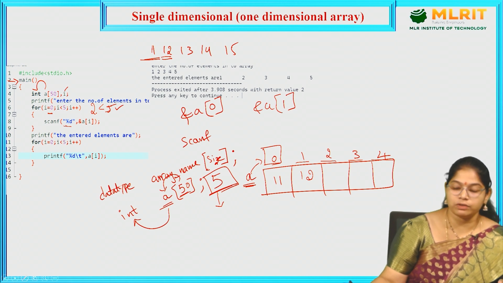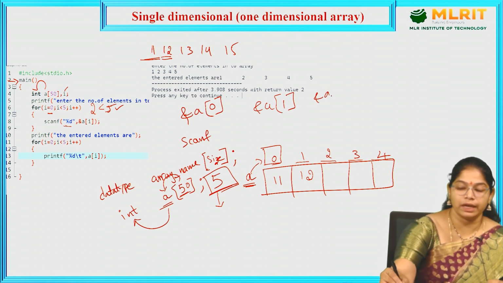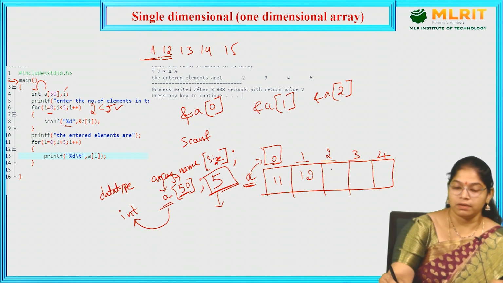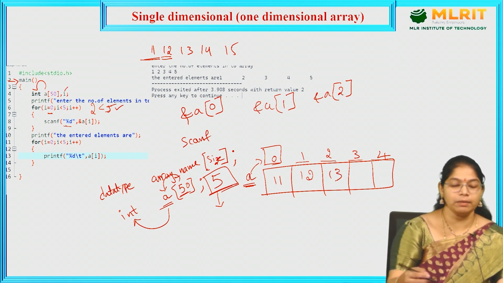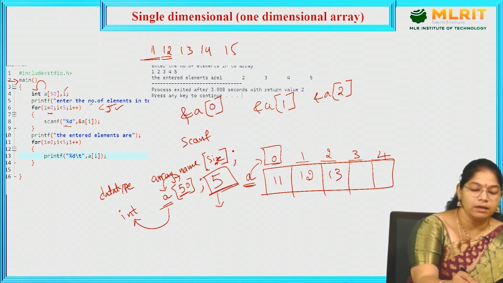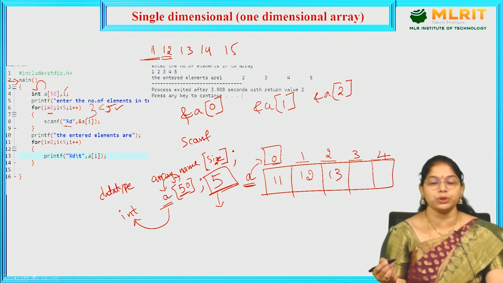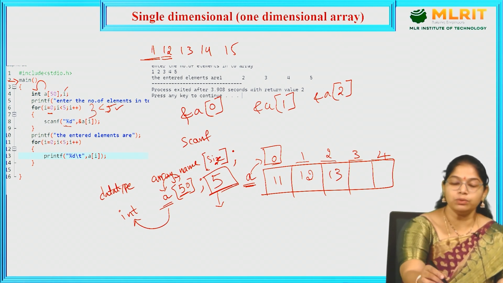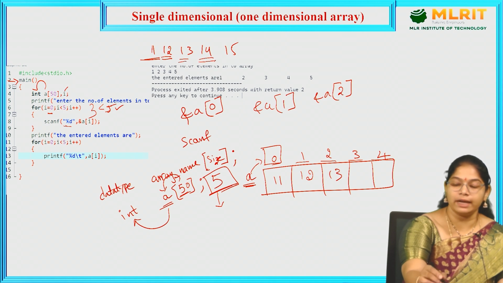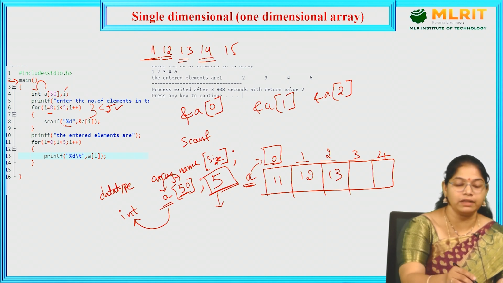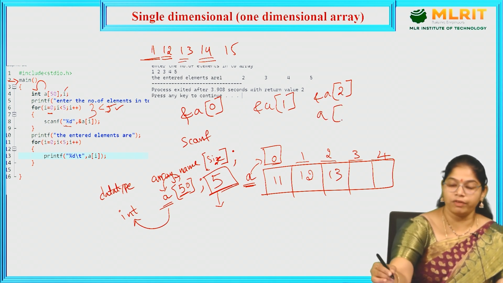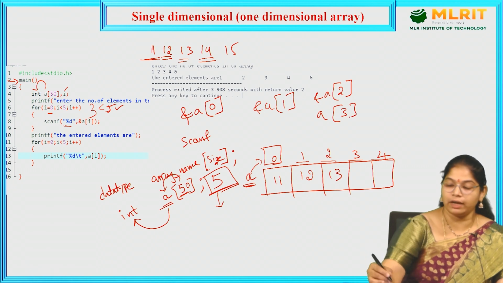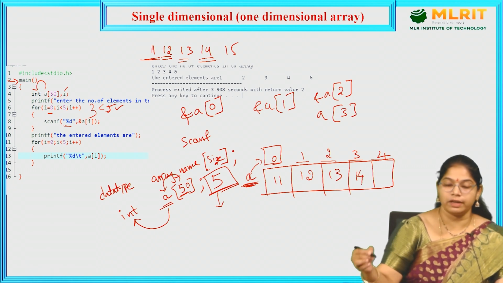Then where we have to store? In the memory location, in address of a[i], where i value is 2. There 13. Again i plus plus, now i becomes 3, 3 less than 5, condition is true. Then we have to read the value and store, that is 14. Read the value and store where? In a[i], where i is 3, a[3]. Here we have a[3], so here we have 14.